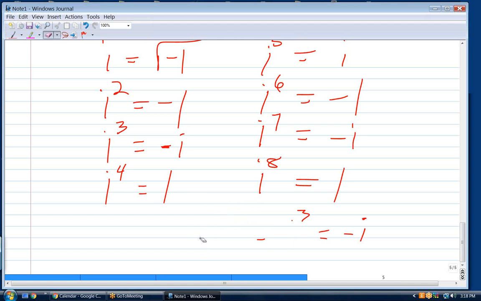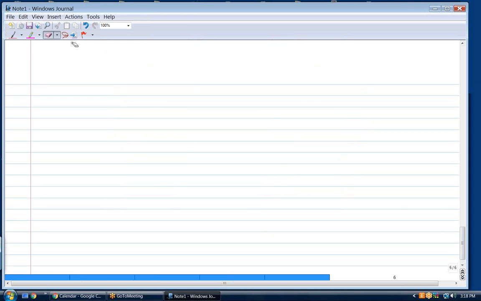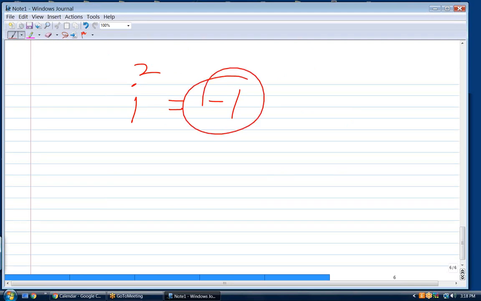Okay. But the main one that you always have to convert is i squared. In other words, whenever you do any math with imaginary numbers, you end up with a lot of i squareds. And the beauty of i squared is that it changes into a real number. It goes from an imaginary number to a real number.